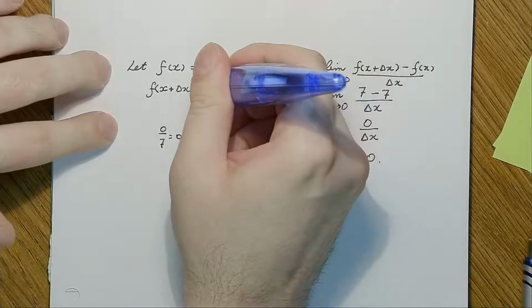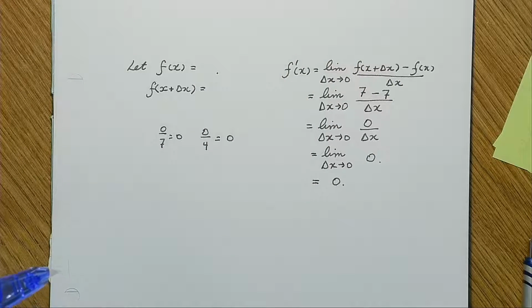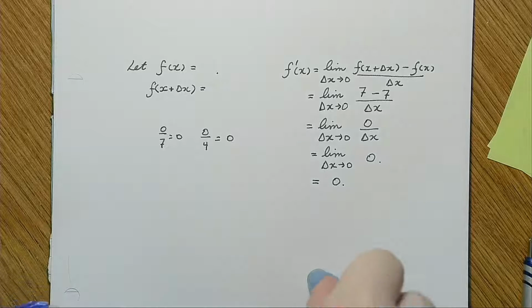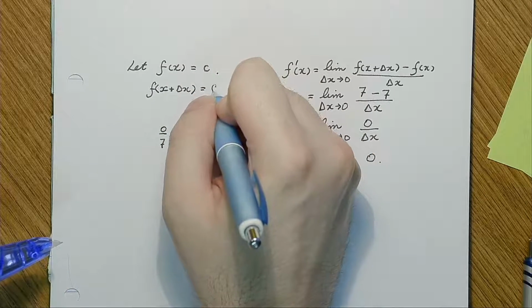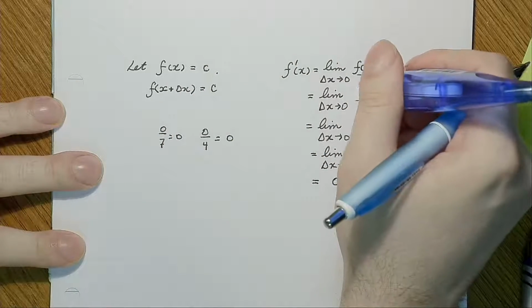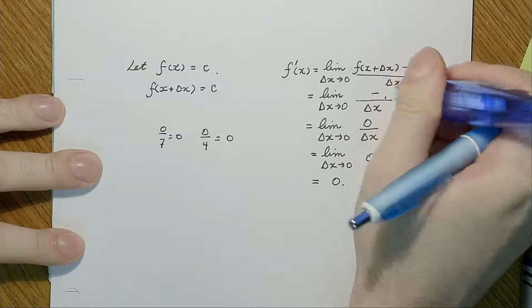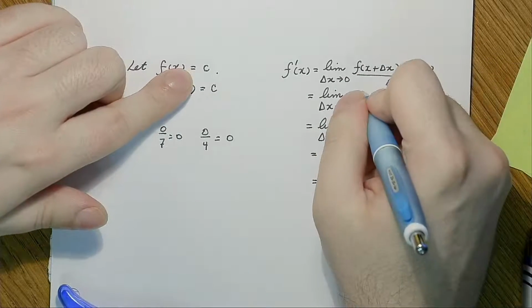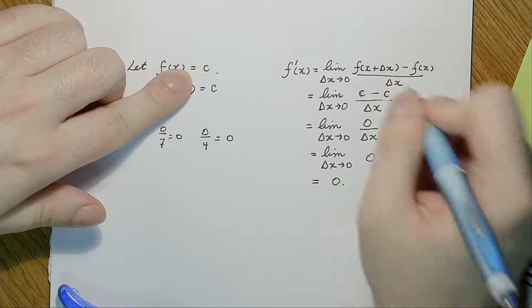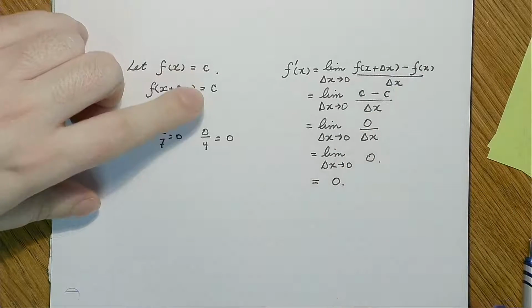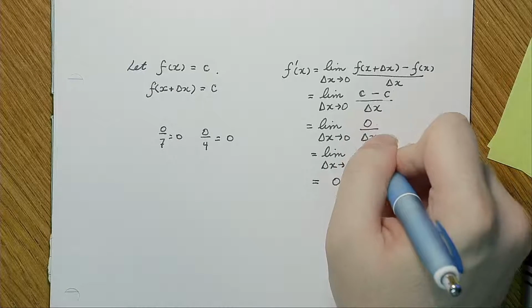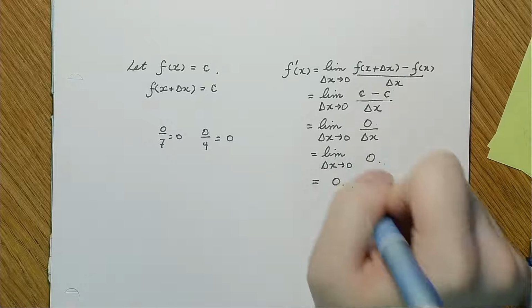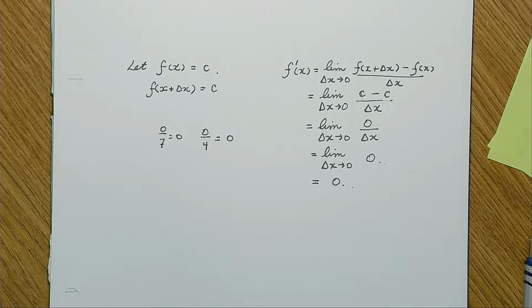So instead of 7, I'll use C. I have C here. Same thing over here. So we just kind of white this out. We have 7 over here. We've replaced it with C. So I have C minus C. And C minus C is still 0. And then if I have 0 over delta x, that's still 0. And that gives me that equal to 0.